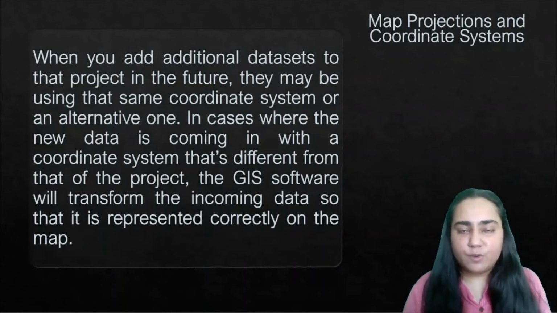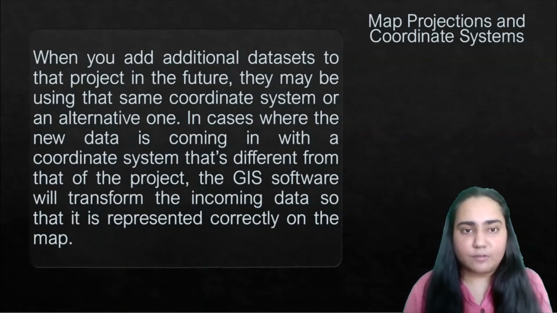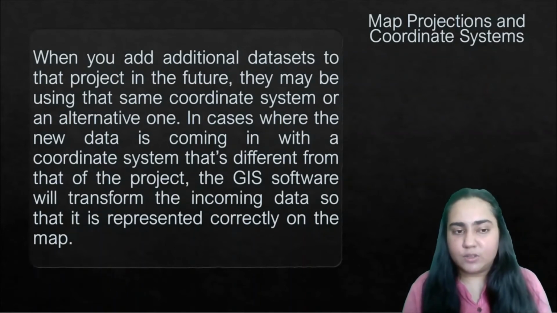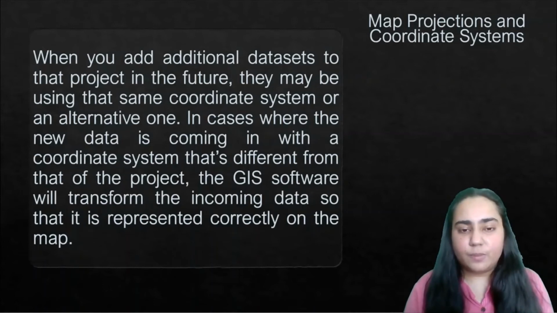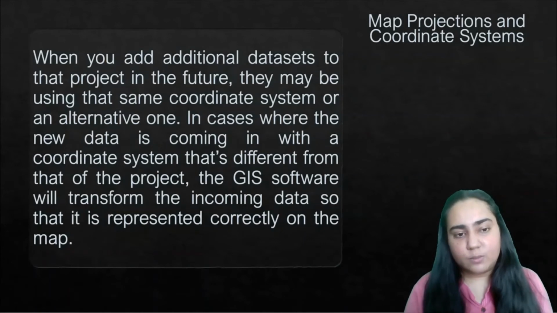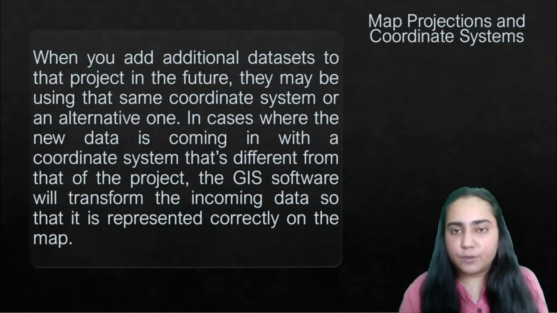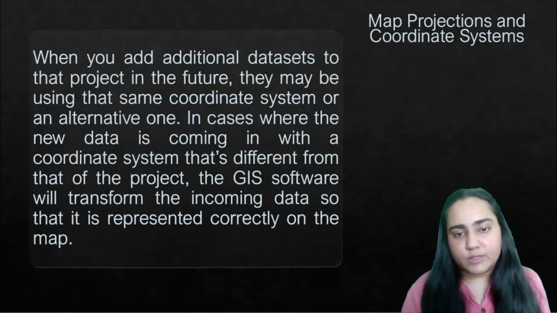Okay, so if you have a running project that you're doing right now, and that project is using a certain coordinate system, but then you get new data with some other coordinate system, and you want to use it in your project, then you just have to get it into the GIS software and it will automatically transform it into the coordinate system used in the existing project so that it can be represented correctly on the map. So the software basically does everything for you. You just have to figure out which button to press.